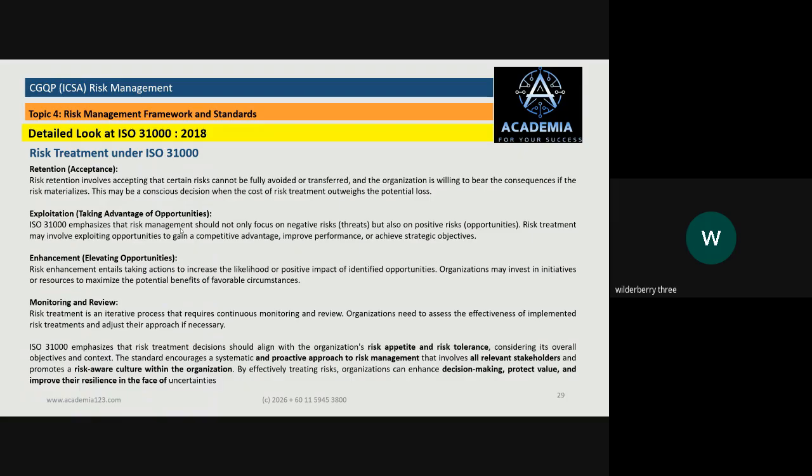Enhancement: you have to elevate the opportunities. You really have to proactively seek here, and here you can also come up with a heat map, an opportunities heat map. How likely, how positive is the impact of this or that opportunity? You can do it the other way around as well. That can also help you a lot in decision making. Monitoring and review, of course, you need.